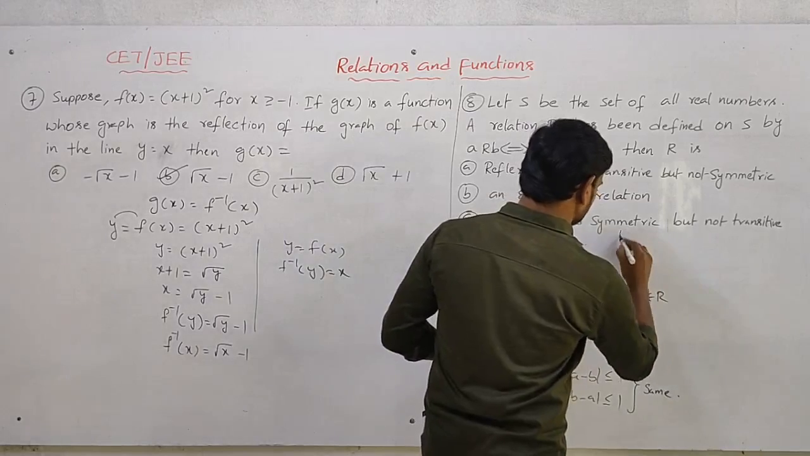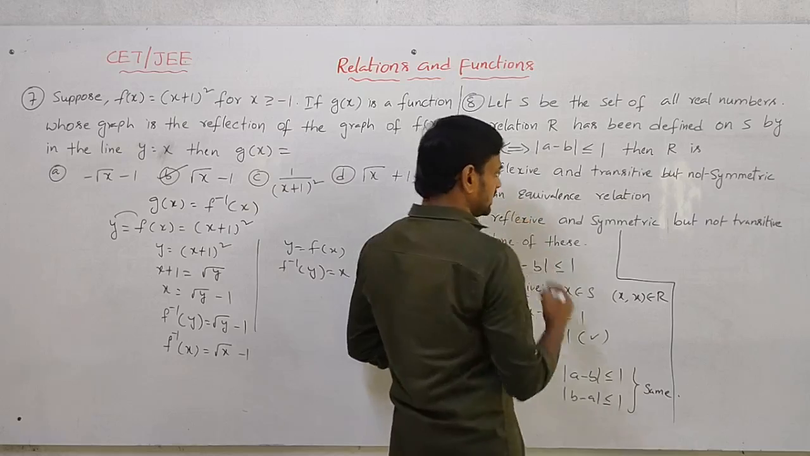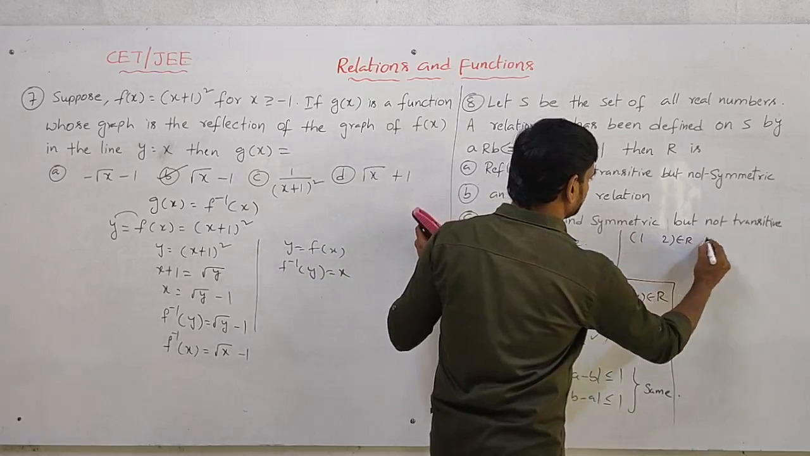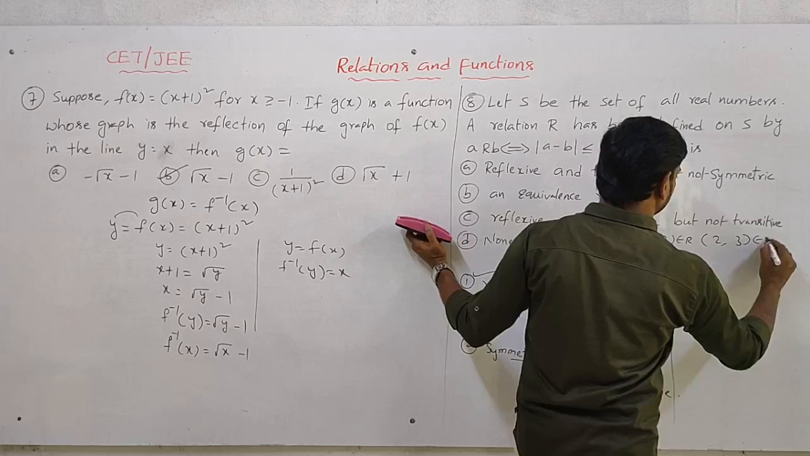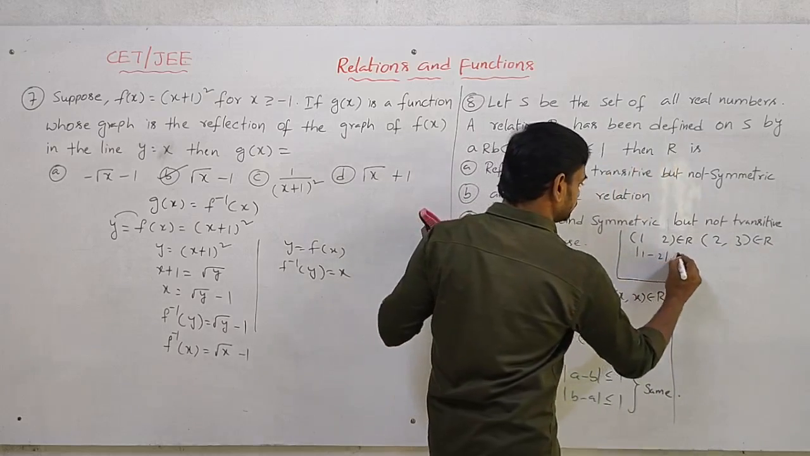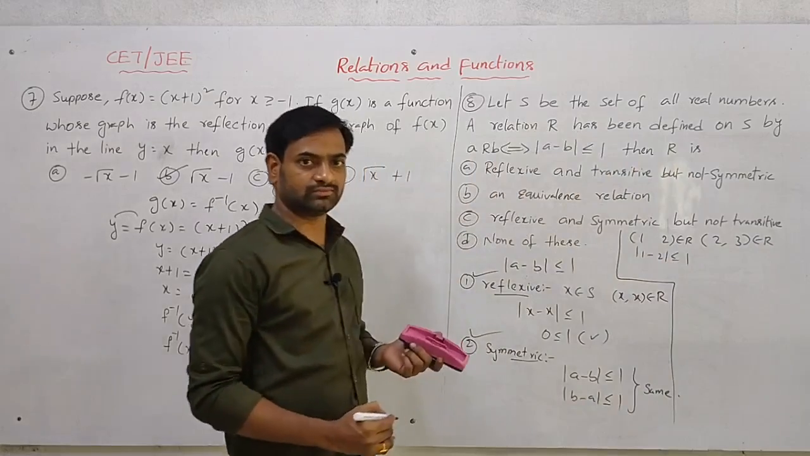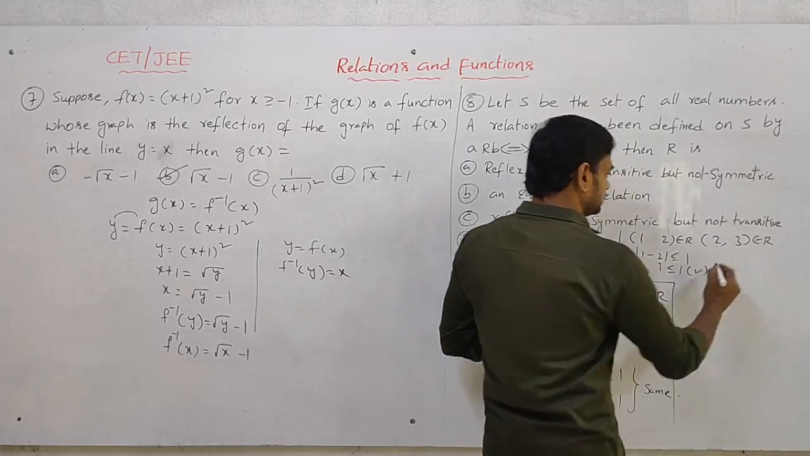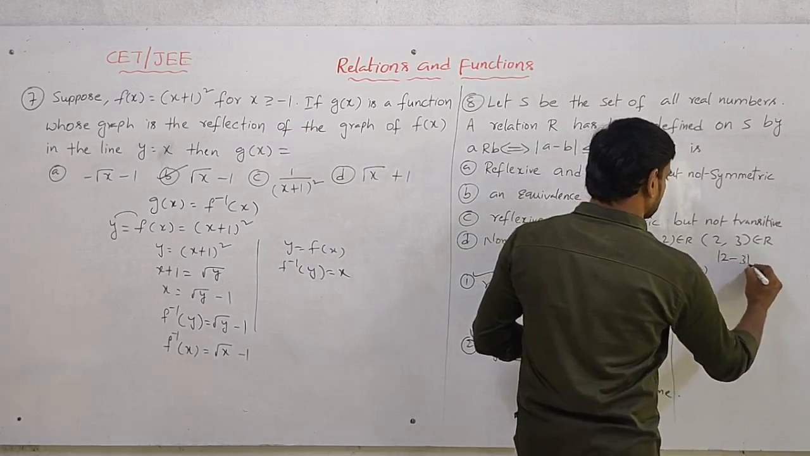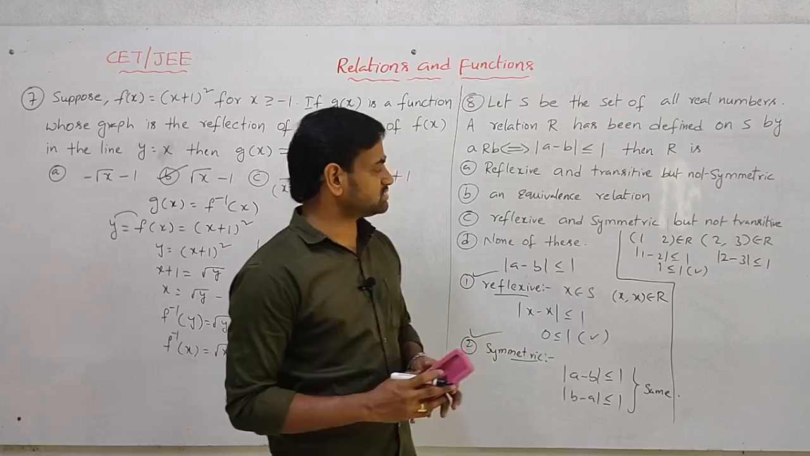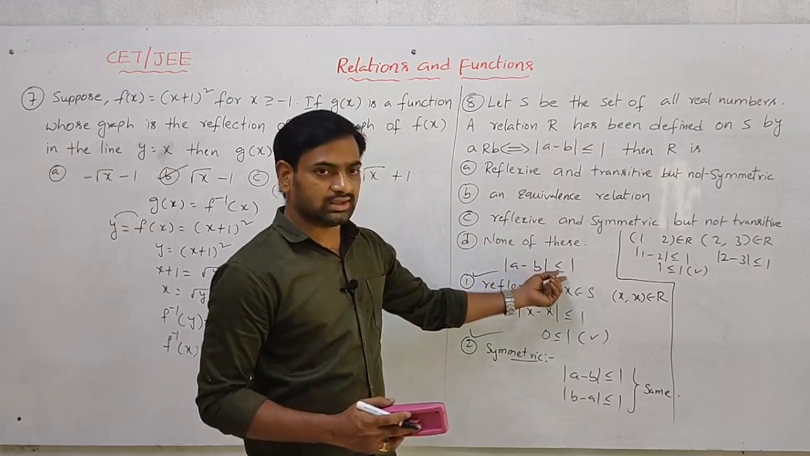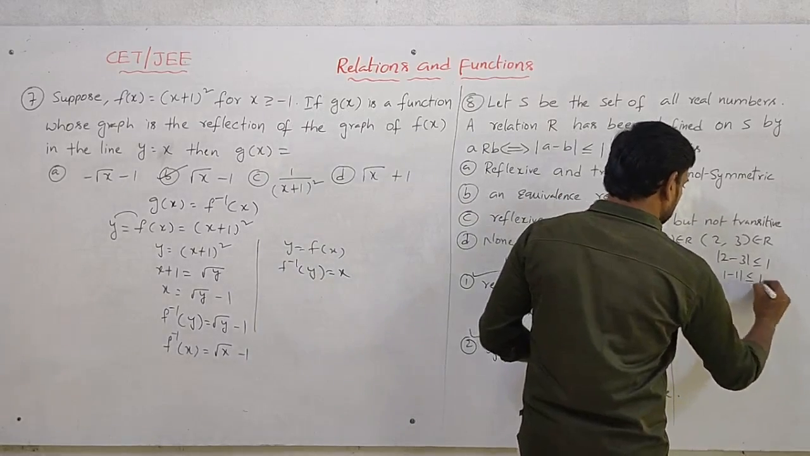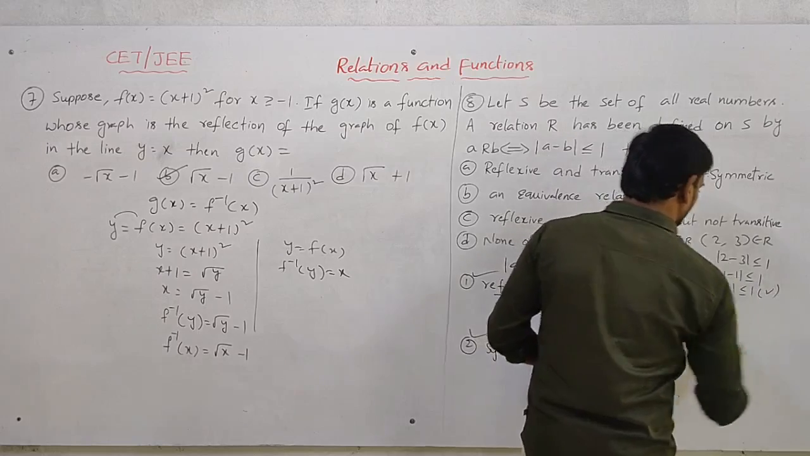See here, I am checking transitive. Suppose I am taking (1, 2) belongs to R. Next, (2, 3) belongs to R. So, is mod of 1 minus 2 less than or equal to 1 or not? Mod of 1 minus 2 is 1. 1 is less than or equal to 1, yes. Next, mod of 2 minus 3 less than or equal to 1, because our condition is mod of a minus b less than or equal to 1. So, mod of 2 minus 3 is mod of minus 1, which is 1, and 1 is less than or equal to 1.